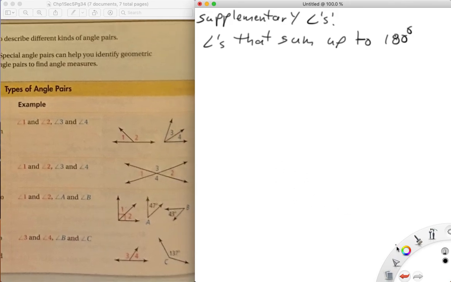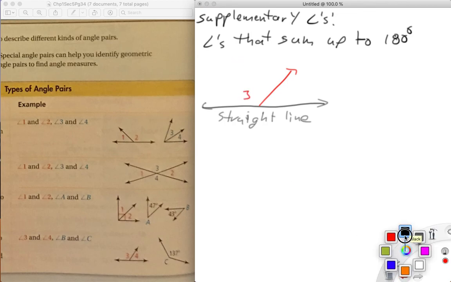So again, if we're dealing with supplementary angles and they're adjacent, they're always going to form a straight line. Always, always going to form a straight line, and they're going to be adjacent. So these are examples of supplementary adjacent angles, because 180 is a straight line.